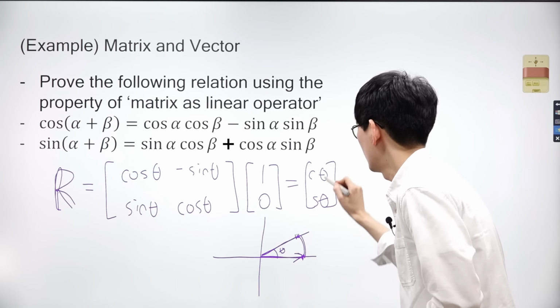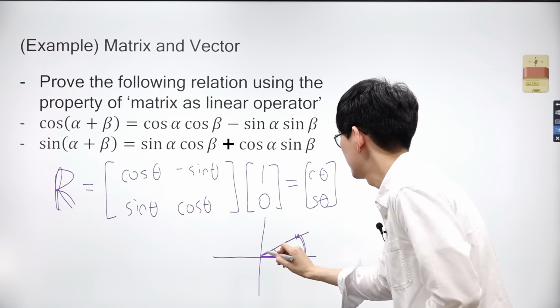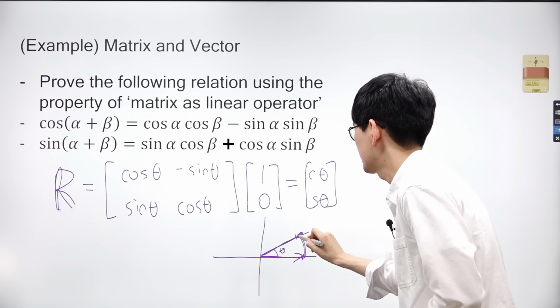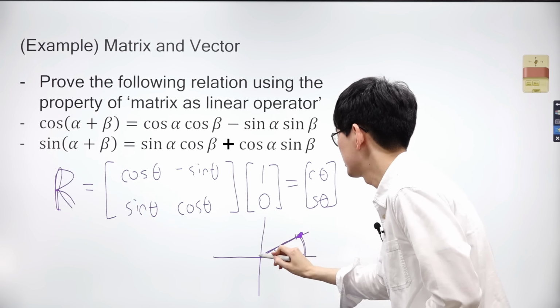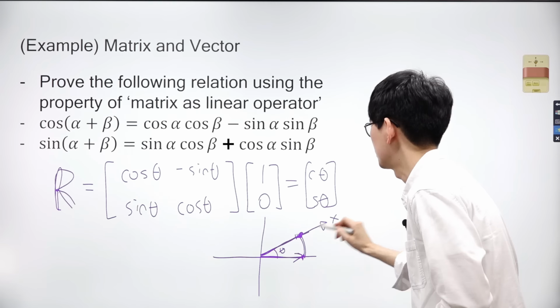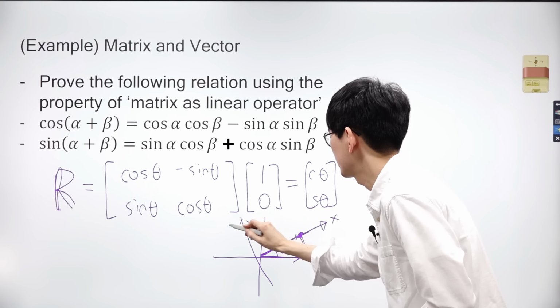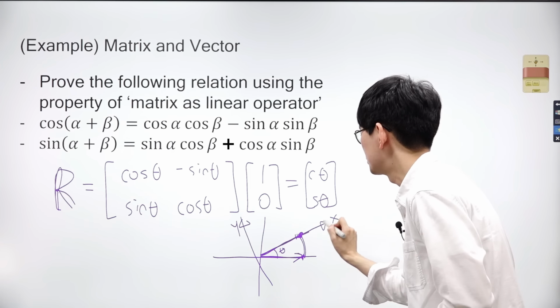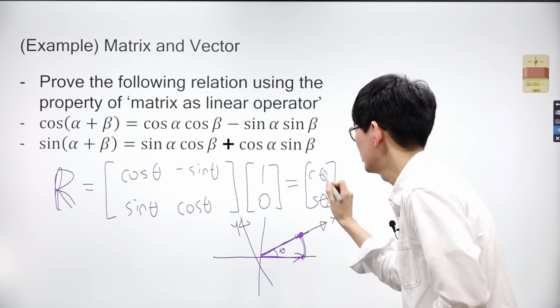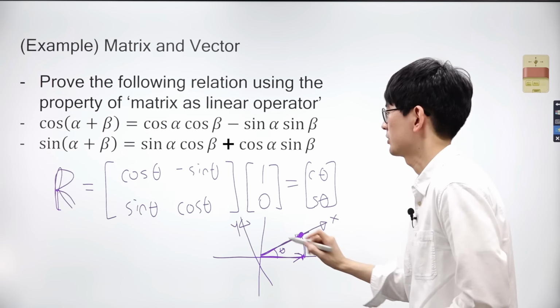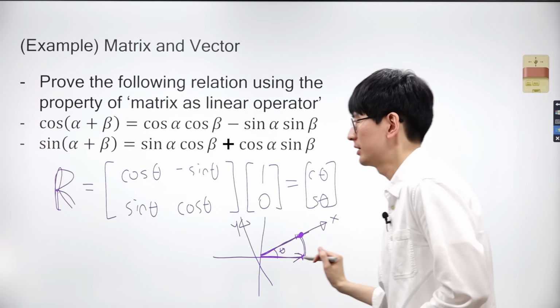Another way to think about this is that the coordinates of the same vector in the transformed space become 1, 0, while in the original space, coordinates are cosine theta and sine theta because the coordinate space has been rotated. So in this transformed coordinate space, the vector's coordinates are 1, 0.